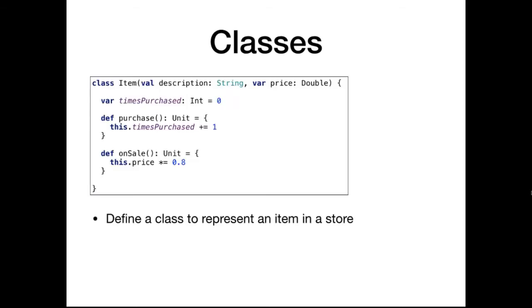So here's our first class definition. We'll go through the parts of this. First, we're going to use the keyword class instead of object. We're defining a class, not just one single object. We want to define a class which we're going to use to create many objects.